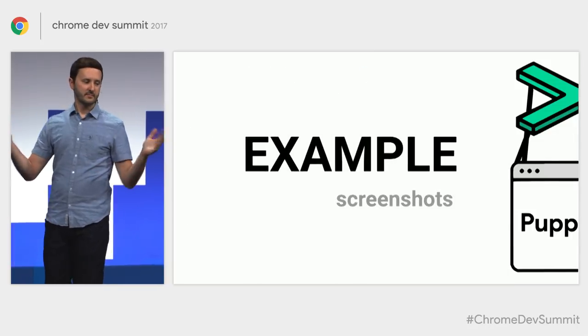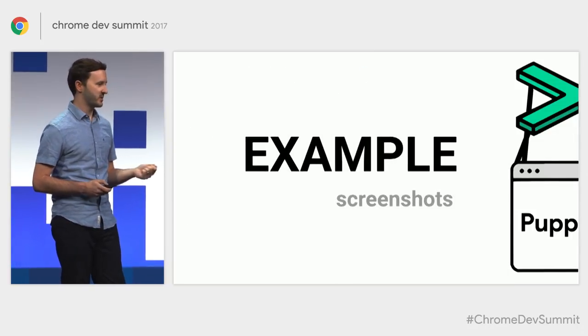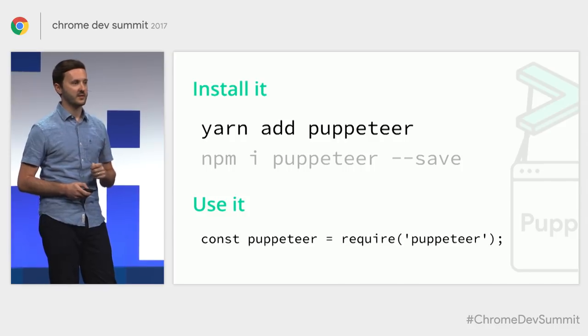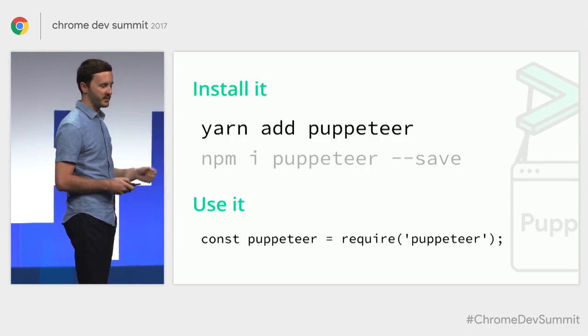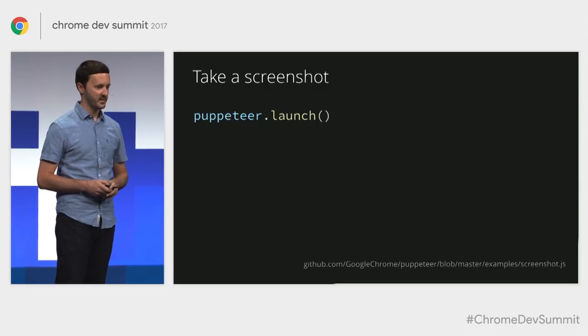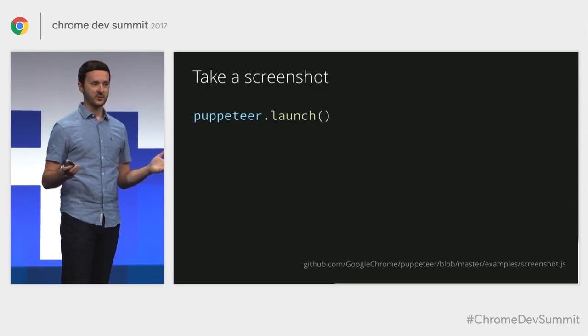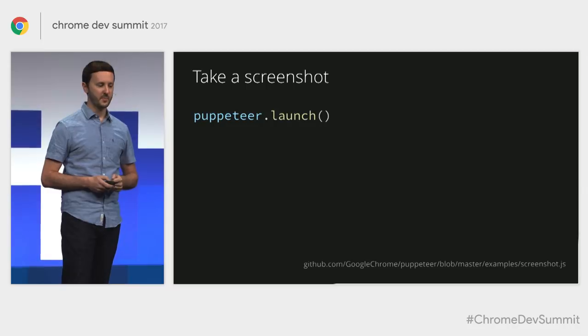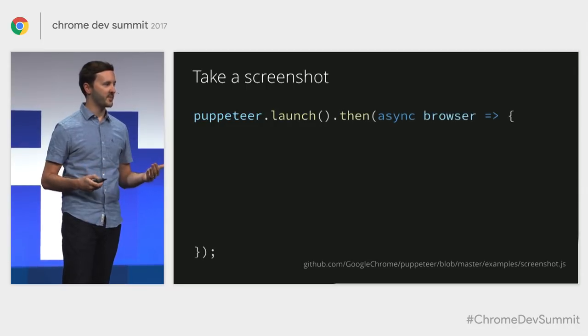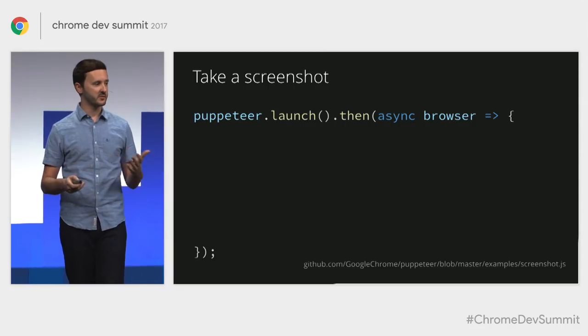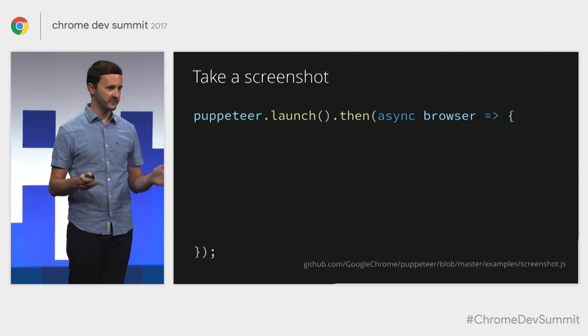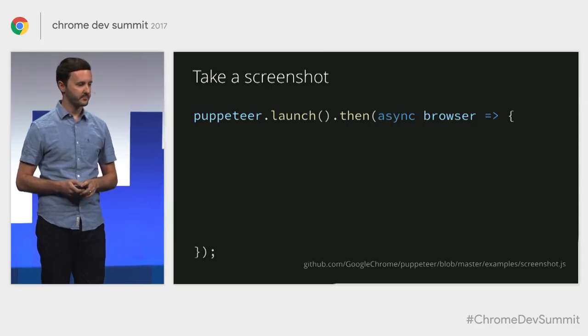All right, let's see some cool examples. So first is screenshots. Really, really common case. First thing you're going to do, obviously, is grab Puppeteer off npm and require it in your scripts. First thing you do is you need to launch the browser. And Puppeteer has an API for that, puppeteer.launch. This is going to return a promise that gives you a browser instance to talk to. Now, by default, it launches headless Chrome, so you don't have to configure or use any flags here. We're just going to get headless Chrome.